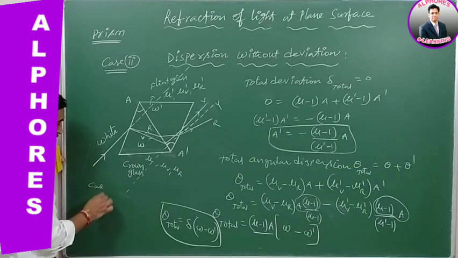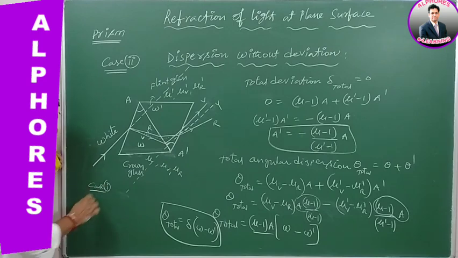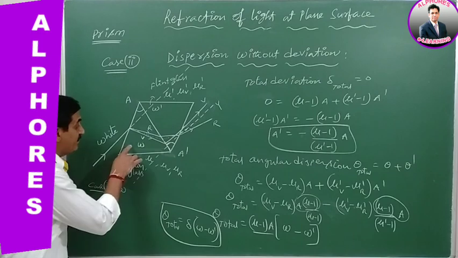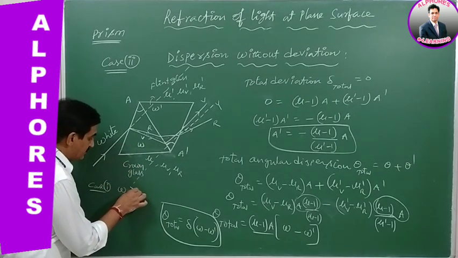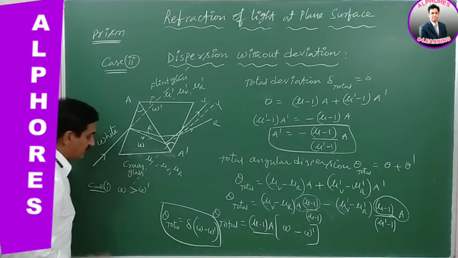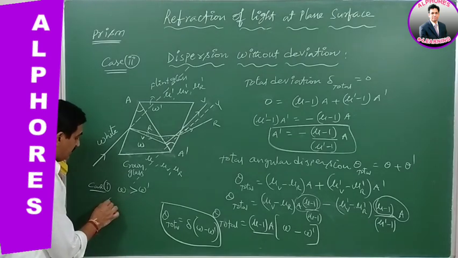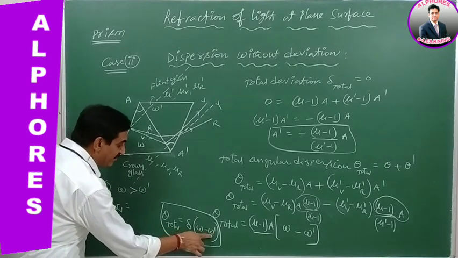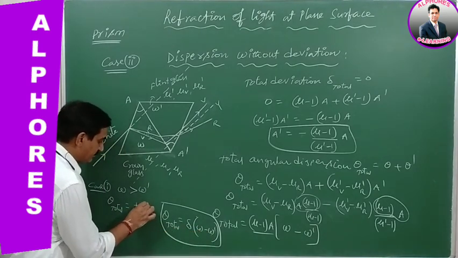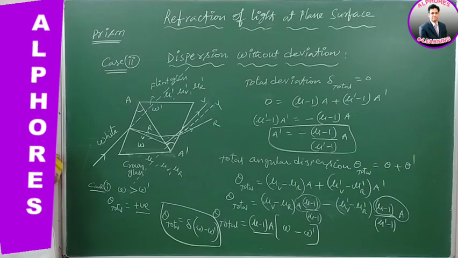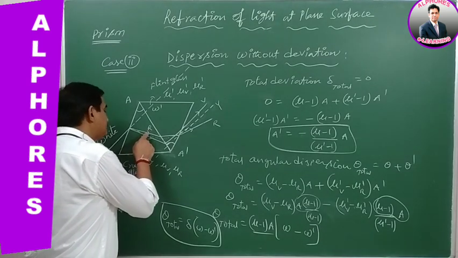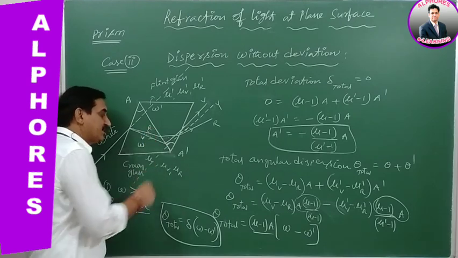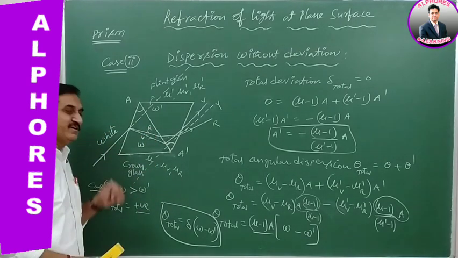Case 1, here, subcases. Now here the dispersive power omega of the crown glass is greater than that of the flint glass, then what happens? Theta total is giving omega greater than omega dash, which is positive. Positive in the sense that by the dispersion of light, the first prism is giving red to violet. Red is the top one and violet is the bottom color.